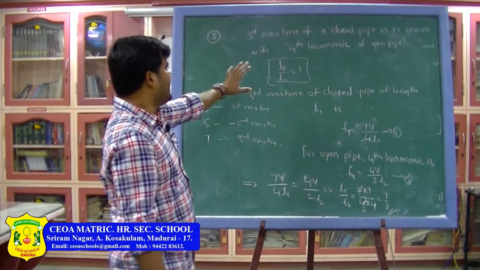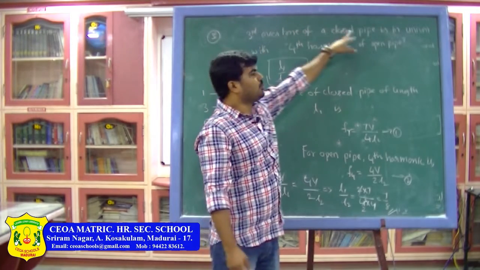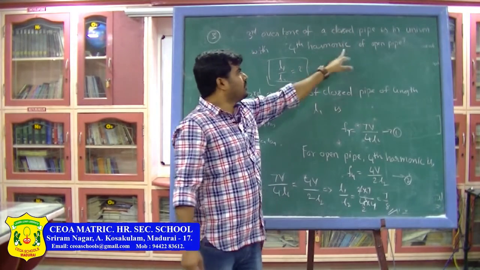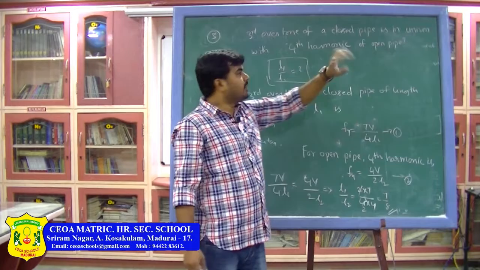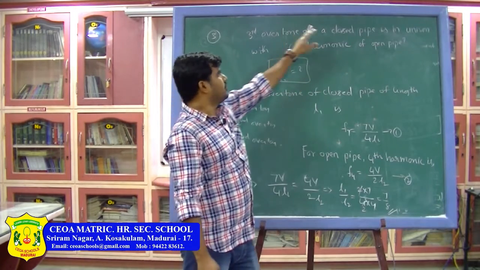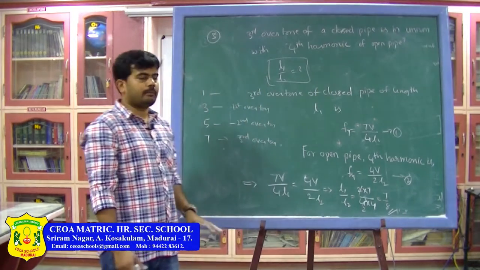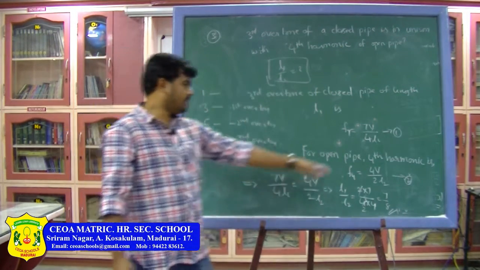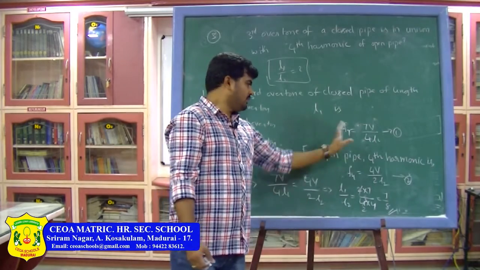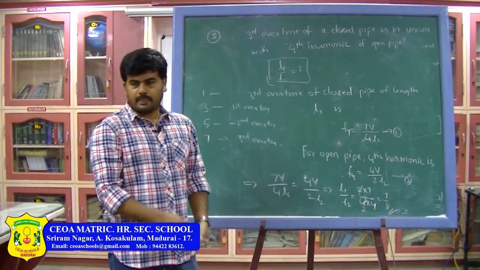So, remember the given condition you have to apply very clearly. Third overtone of closed pipe is given, fourth harmonic of open pipe is given, and you have to find out the pipe's length ratio. So, remember third overtone is nothing but seventh harmonic for the closed pipe. So, using the condition you can arrive at the required answer. That is one important method regarding closed and open pipe.